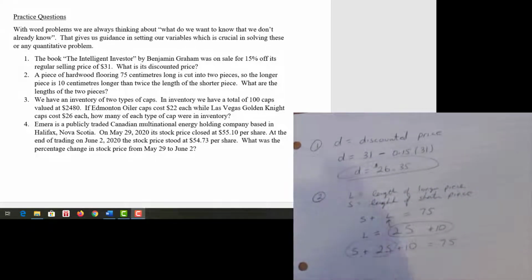Gather up the like terms. So I have S plus 2S, one candy plus two candies. So I have 3S now, plus 10 equals 275. Subtract both sides by 10. 3S plus 10 minus 10 equals 275 minus 10. 3S equals 265. S equals 88.33 centimeters.